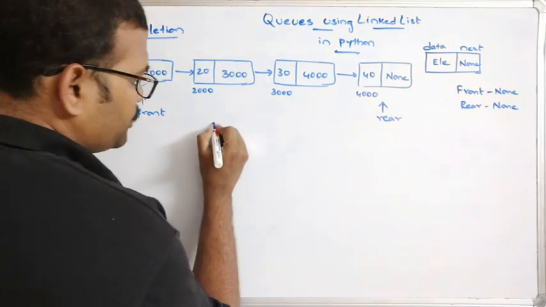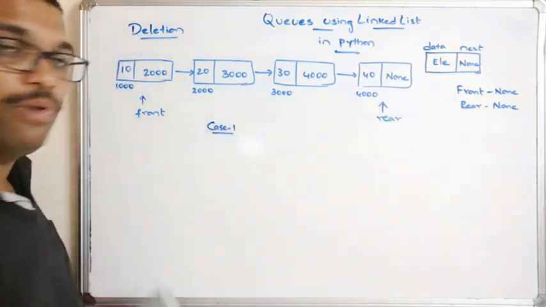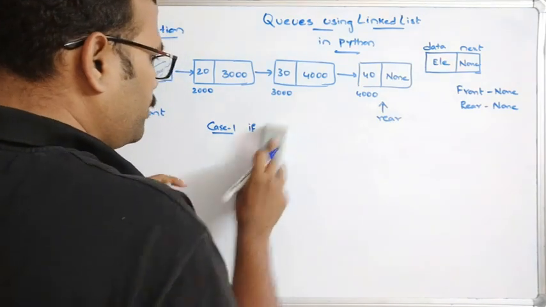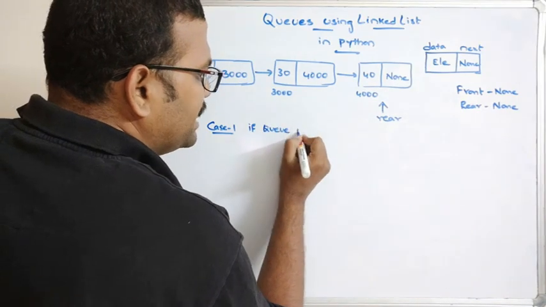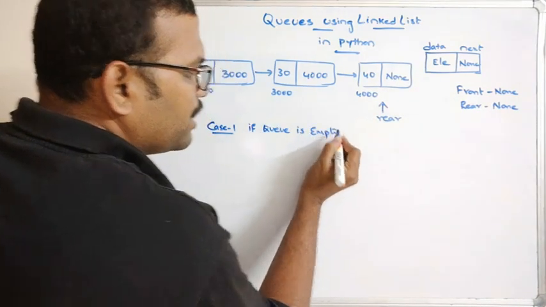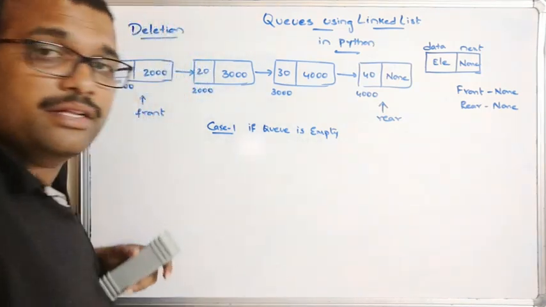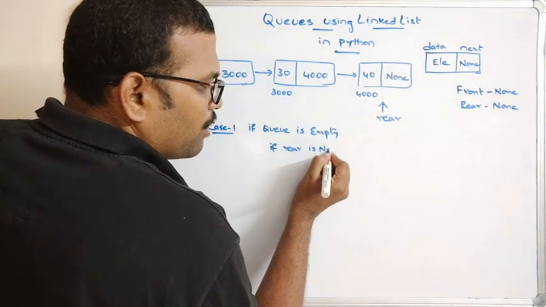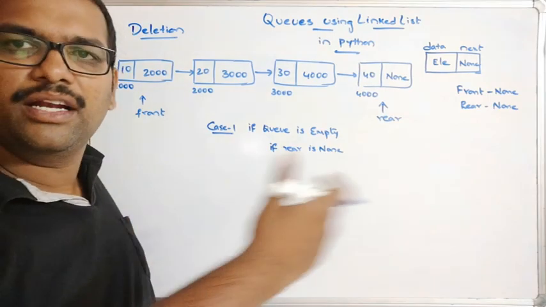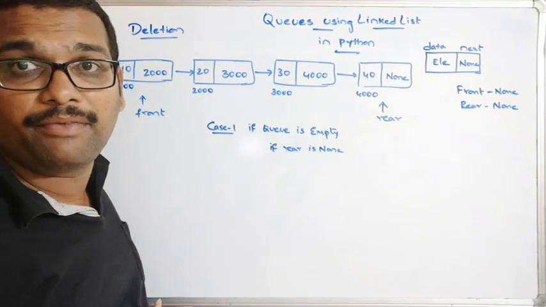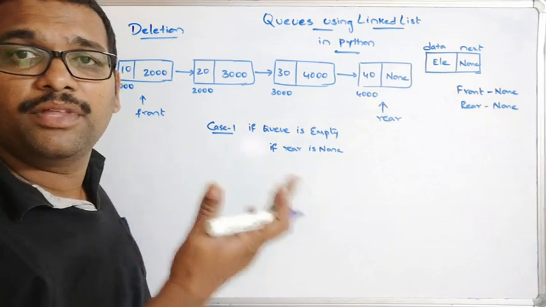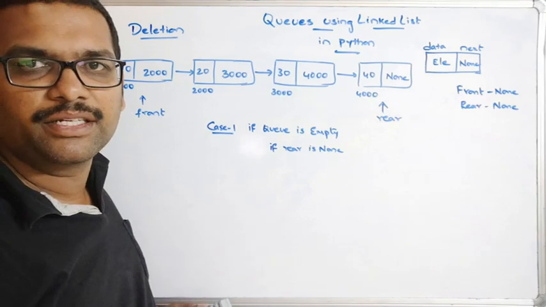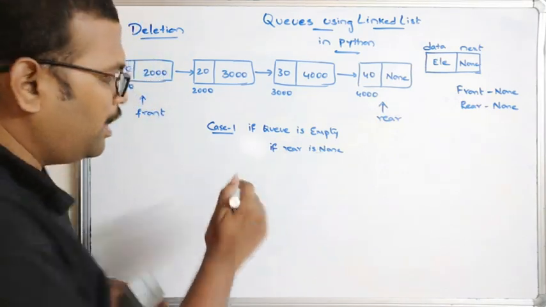So case 1. Case 1 means if queue is empty. We are talking about the queue. So previously we have checked the condition if queue is empty. When we say the queue is empty, if rear is none or front is none, simply we can say queue is empty. So we can display the queue is empty. Deletion operation can't be performed. Because we can't delete the element from the queue which doesn't have any elements, right? From the empty queue we can't delete the elements. So we can simply display that empty queue. And case 2.